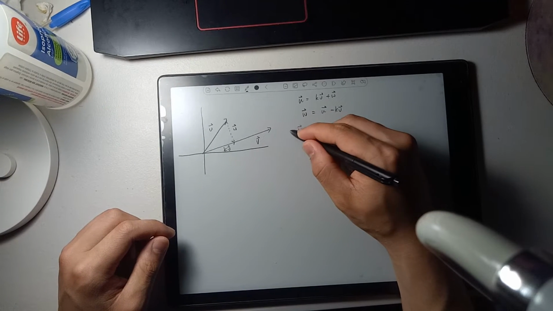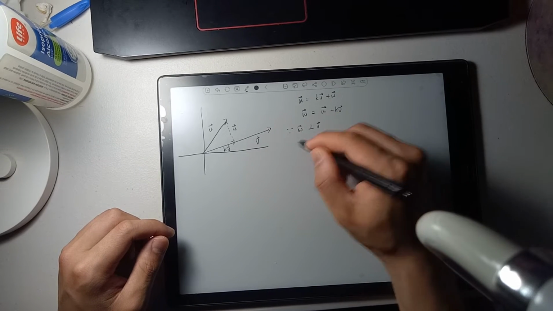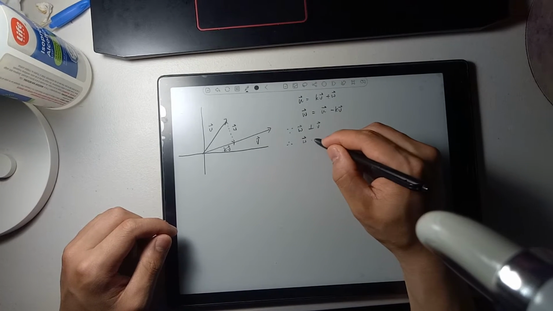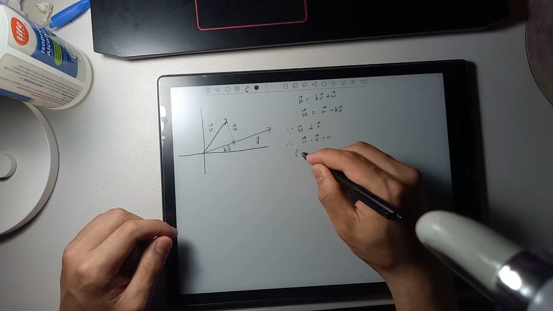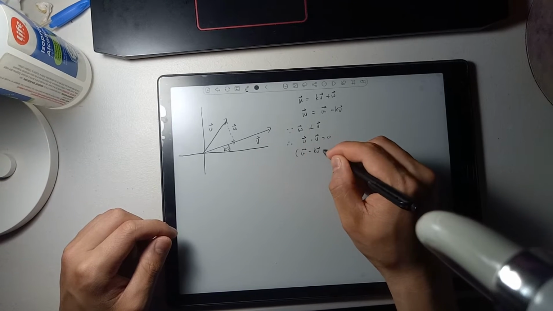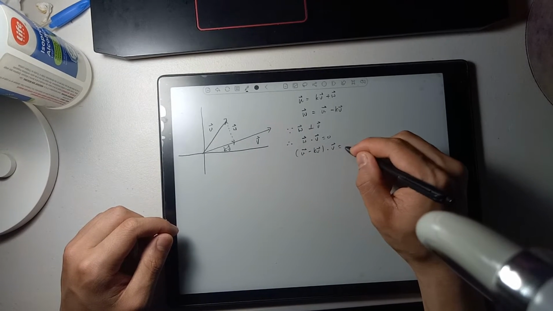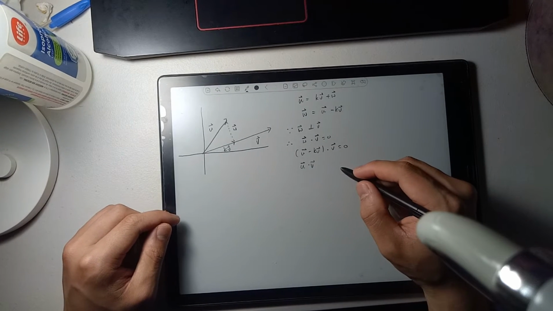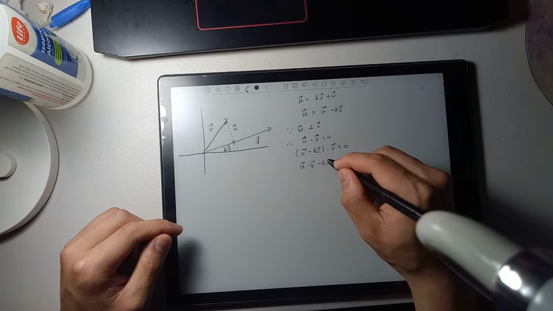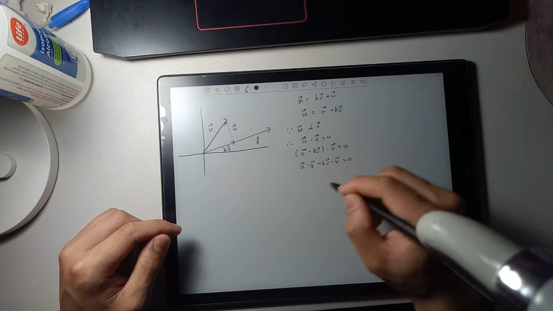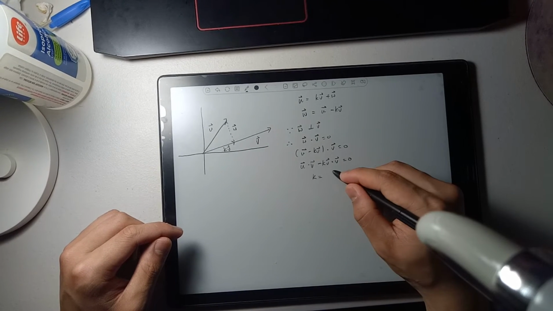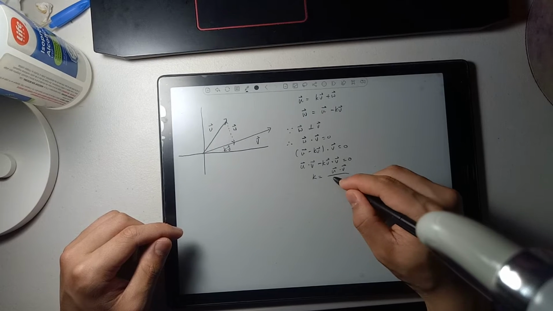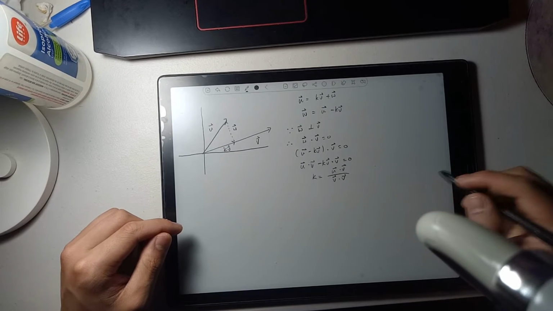Since w is perpendicular to v, therefore w dot v is equal to 0, or (u minus kv) dot v is equal to 0, or u dot v, by the distributive property of dot products, minus kv dot v is equal to 0. Rearranging for k, I have k is equal to u dot v over v dot v.